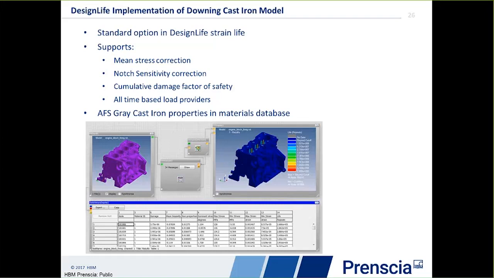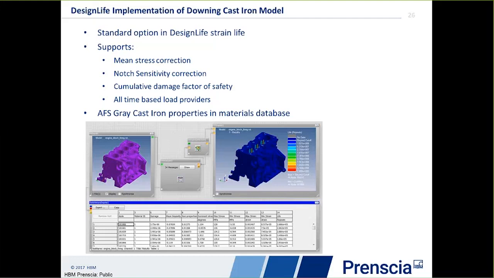At 12.1, the gray cast iron model was added as a standard option for strain life. So now under strain life, besides the standard equations, you can go off and invoke the Downing gray cast iron. When you look at the Downing model, it deals with mean stresses implicitly because it's using a Smith-Watson-Topper damage curve, so the mean stresses come out of that directly. It's got the ability to invoke notch sensitivity corrections. And in today's current implementation with DesignLife, that's utilizing the FKM method based off stress gradients.